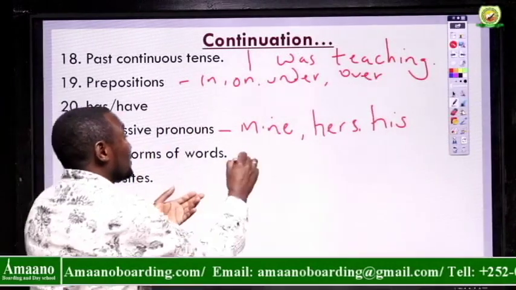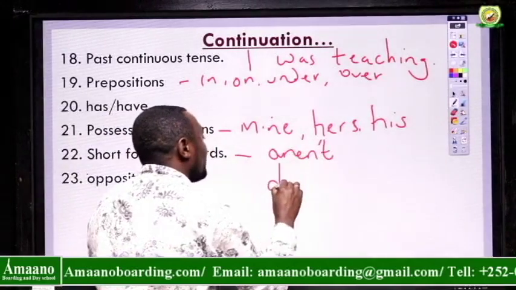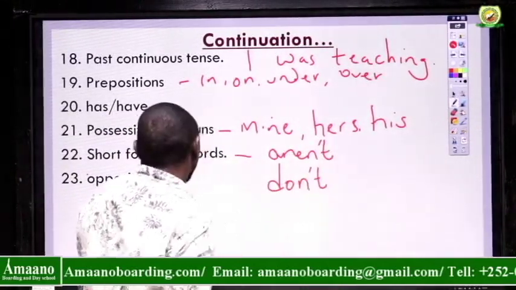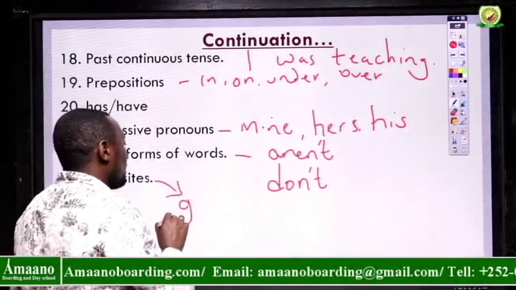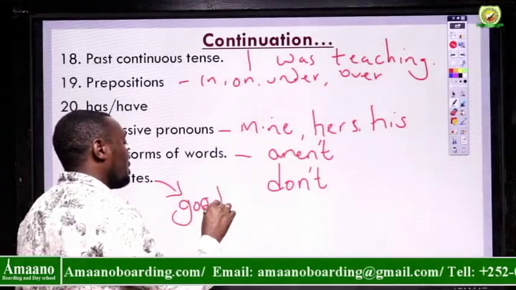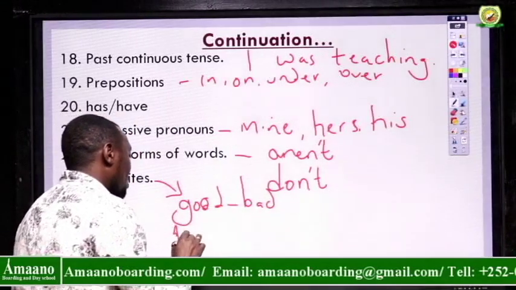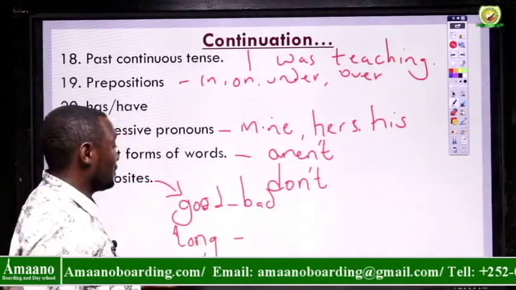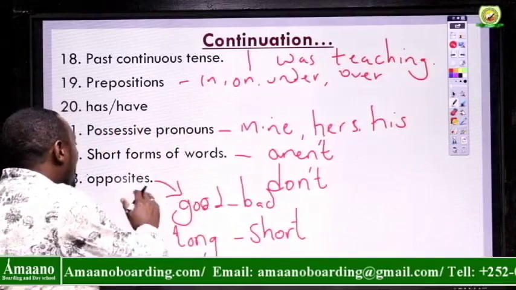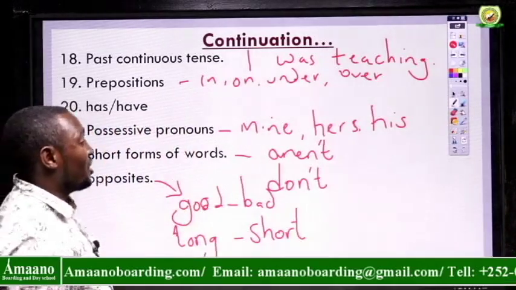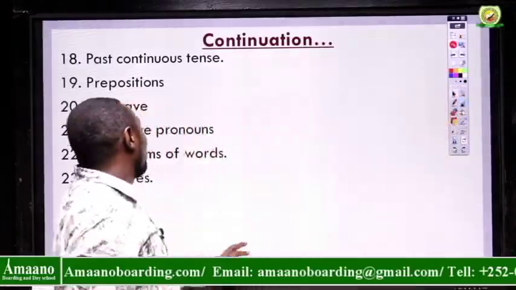Short forms of words, for example, aren't, don't. The short form of words using the apostrophe. Then, and lastly, we have opposite of words, which is also called antonyms. For example, good, bad. Another example is long, short. Okay, those are just examples. I'll give you opposite of words that you have learned this year. So basically, that is what you are supposed to revise for your exams.